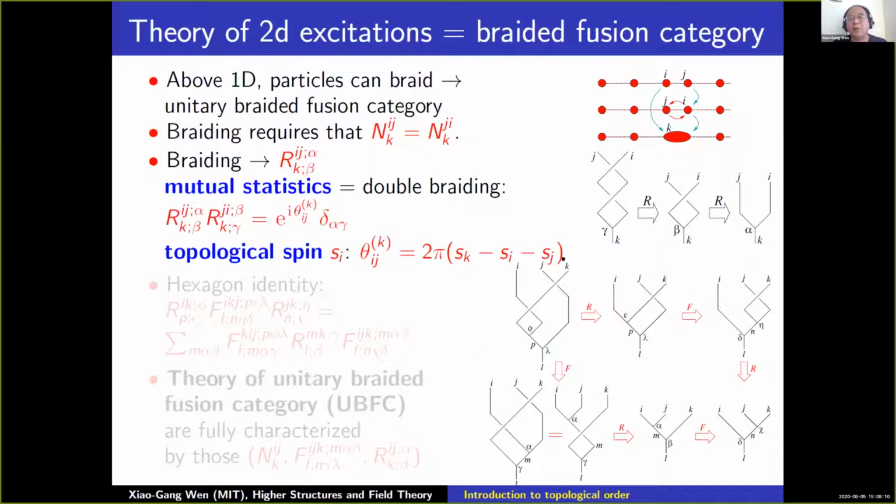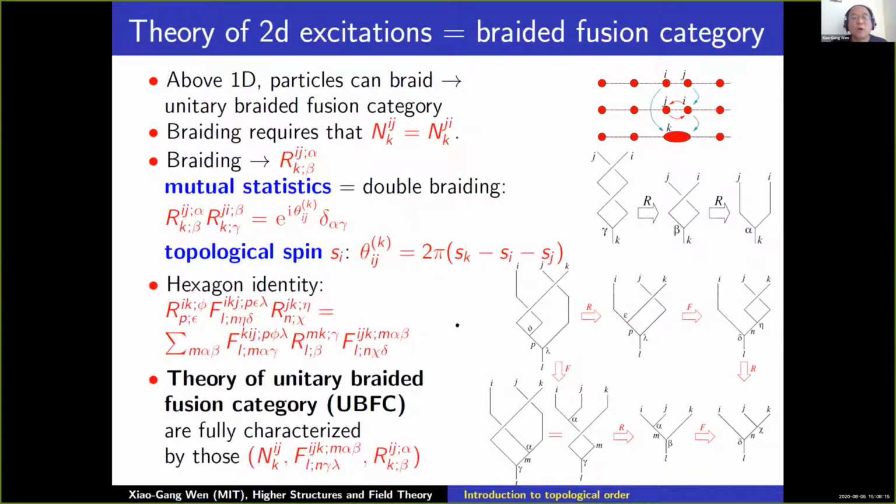So actually, if you know the topological spin, we know the mutual statistics. For the simple braiding, this is the R matrix. I will not go into this in detail because of time constraints, and just say there's the R symbol, there's the F symbol, and then there's a consistency condition. If you have N and F, we get the fusion category. If you have N, F, R, then we get the so-called braided fusion category. So that's the very simple way to understand the braided fusion category.